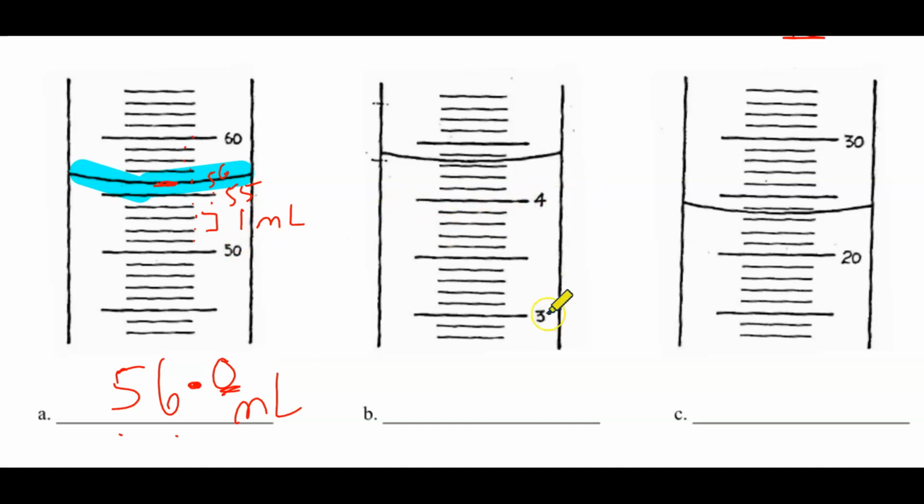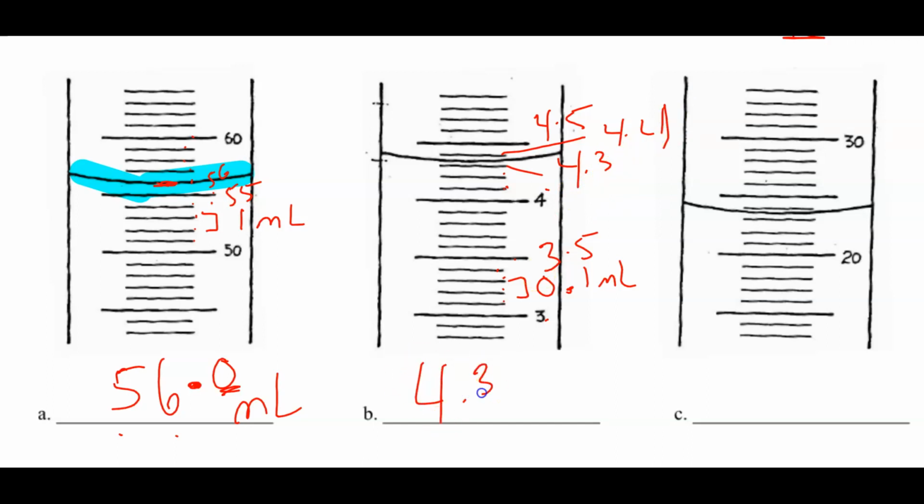Uh-oh, different scale for sure. Here's 3, here's 4. Well, in between them, that must be 3.5. So let's count how many lines. 1, 2, 3, 4, 5. Every line here must be 0.1 milliliters. That's my new scale. So here's 4. Well, this must be 4.5. So 4.1, 4.2, here's 4.3, and here's 4.4. So I'm right in between those. I can read to the tenths, which means I'm going to guess the hundredths. So what's in between those? 4.35 milliliters.